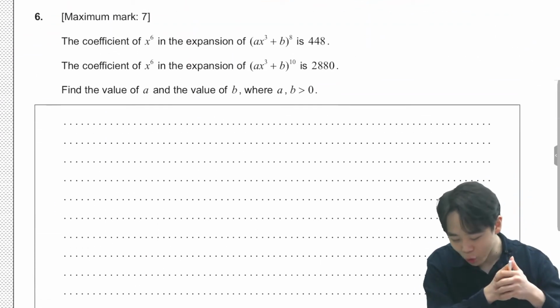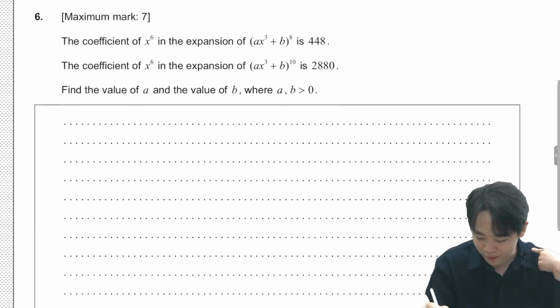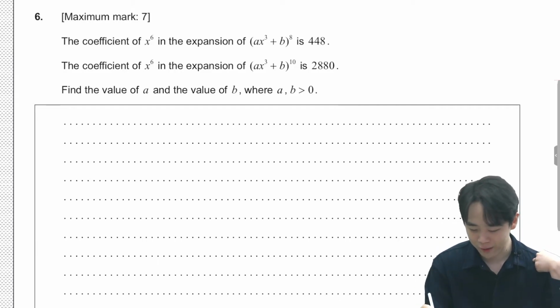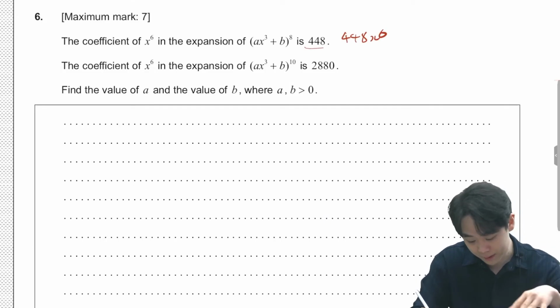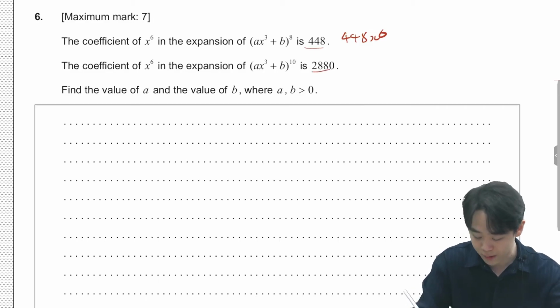Next, we have a binomial expansion problem. We have (ax cubed plus b) to the power of 8. That's going to have a 448 x cubed term. And (ax cubed plus b) to the power of 10, that's going to have a 2880 term.